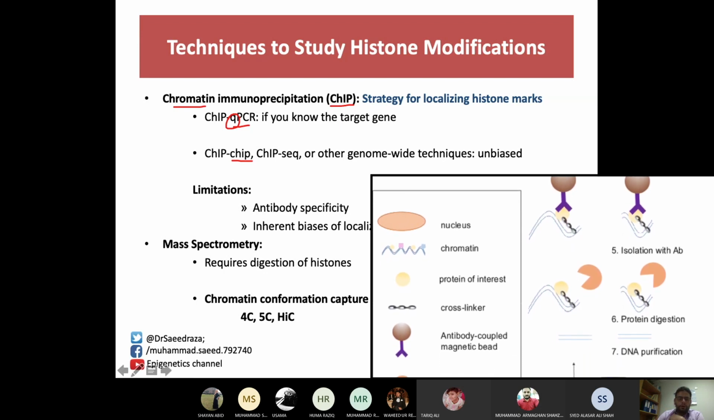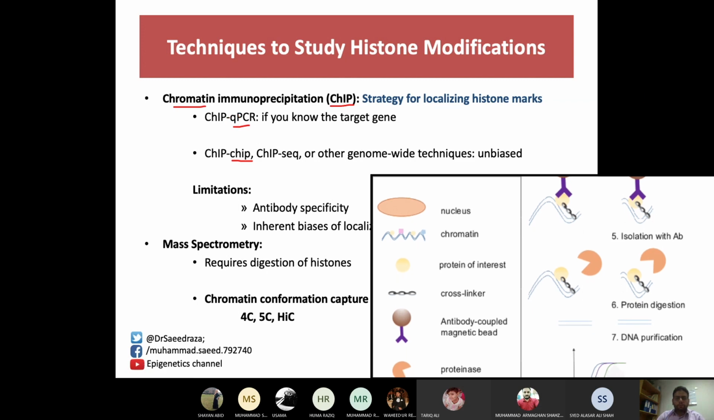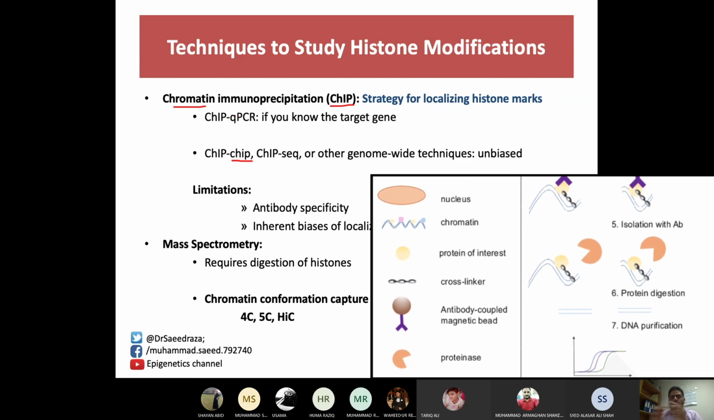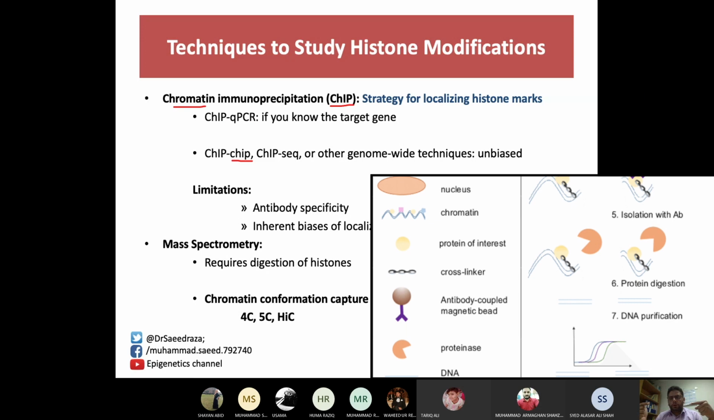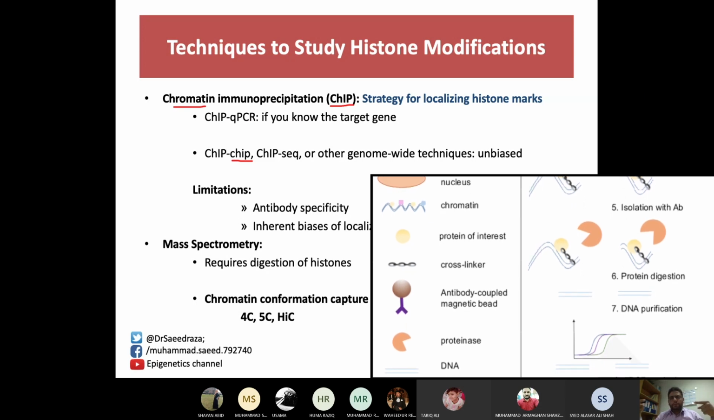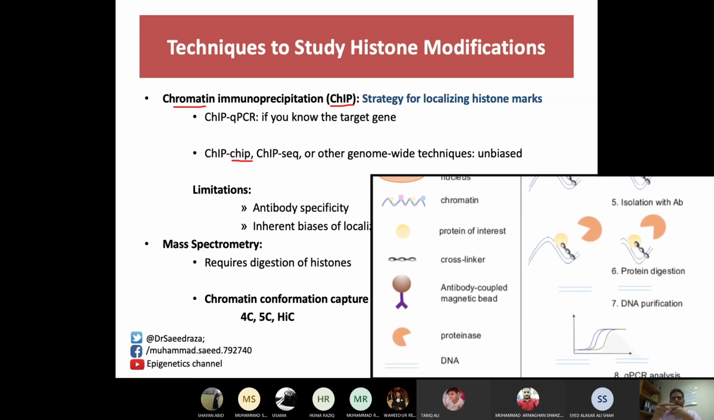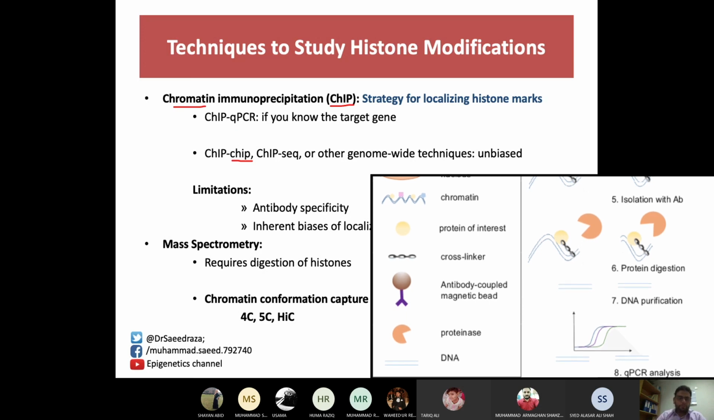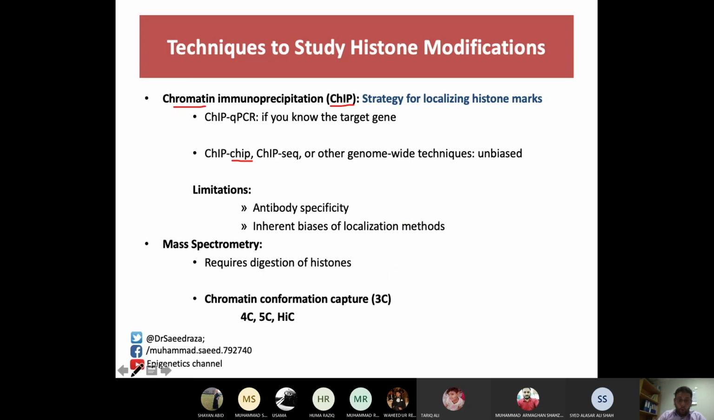PCR is normally a technique in which you have two primers which localize your gene of interest, and they will make amplification, and you will have your gene of interest by the end of the day. So this could only work if you know your target gene.